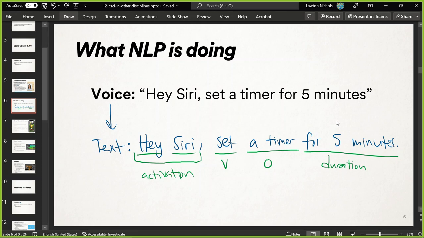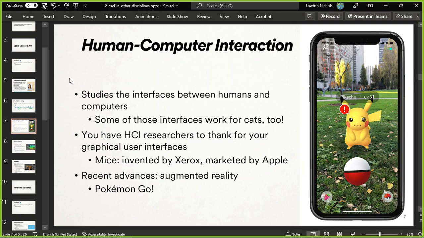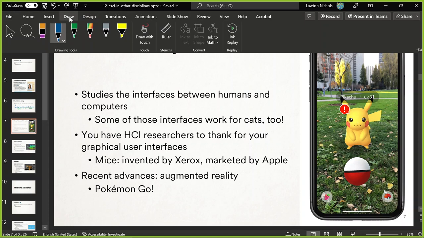Have you ever thought about all the complicated stuff that goes on when we ask Siri a question? All right, well, let's keep on trucking. Let's next talk about human-computer interaction.